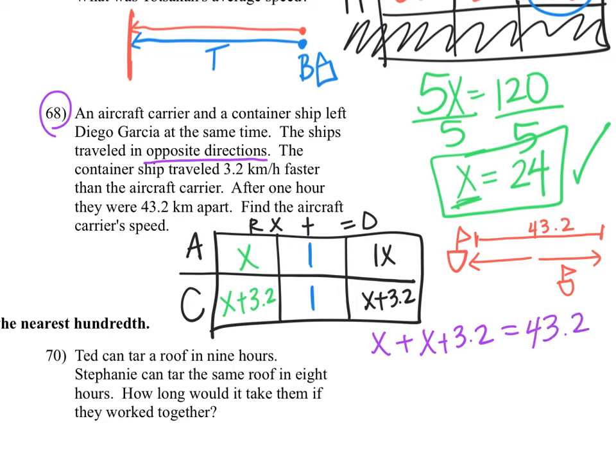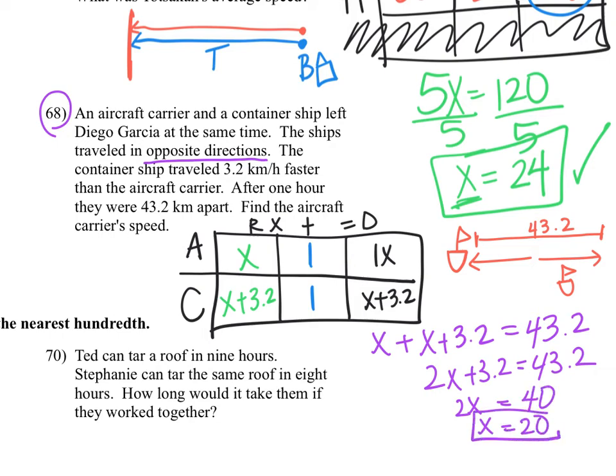Oh my gosh, easy problem. So 2x plus 3.2 equals 43.2. And so 2x equals 40 when I subtract. And so x equals 20. And so my question, I'm going to go back. It says find the aircraft carrier speed. Well, x is my aircraft carrier speed, and x equals 20. So my answer is 20 kilometers an hour.